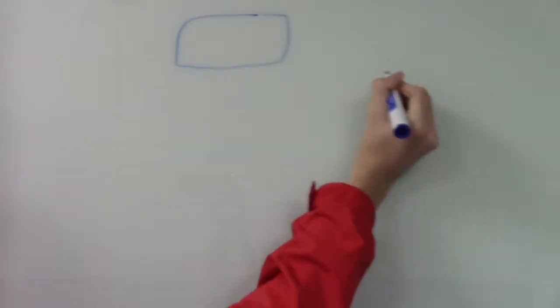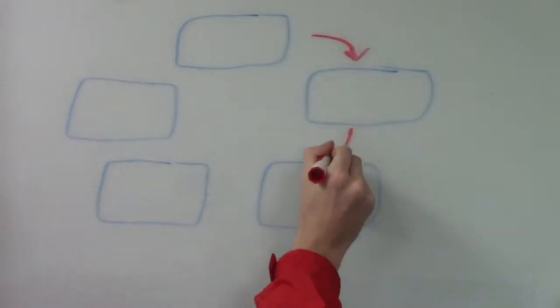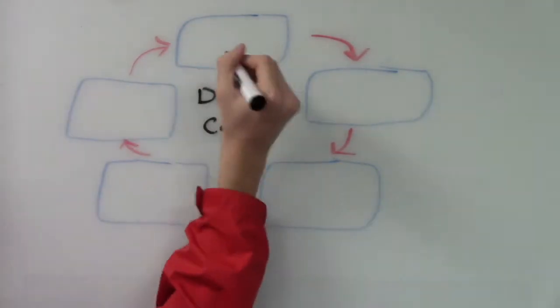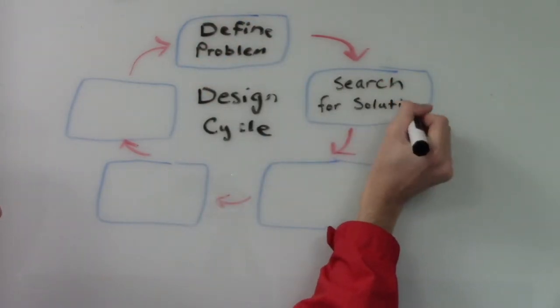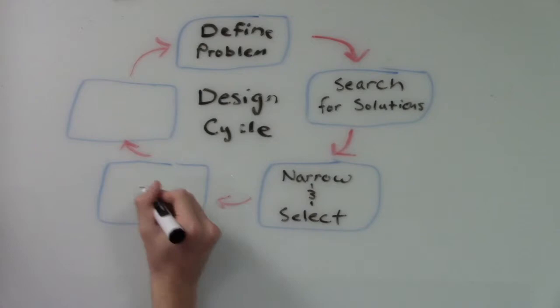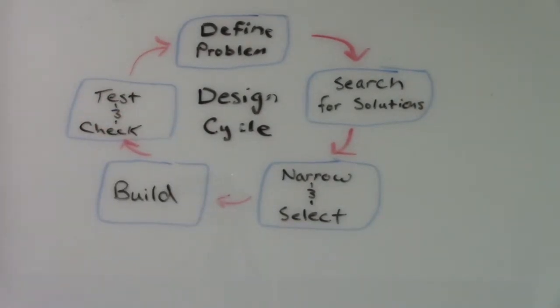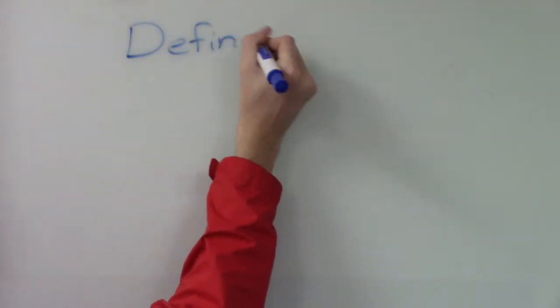Engineers rely on the design cycle to aid in the building process and ensure what is being created will work effectively. The first is to define the problem, then search for solutions, narrow and select, build, and test and check. In creating our fountain, we had to go through this process several times. The first step of the cycle is to define the problem.